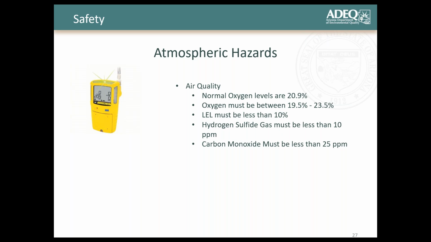A good oxygen level has to be between 19.5 and 23.5%. Anything below 19.5 is considered oxygen deficient. Anything above 23.5 is oxygen rich, and that can also be dangerous, of course, because that can encourage different issues. Your lower explosive level needs to be less than 10%. Hydrogen sulfide gas needs to be less than 10 parts per million, and your carbon monoxide needs to be less than 25 parts per million.